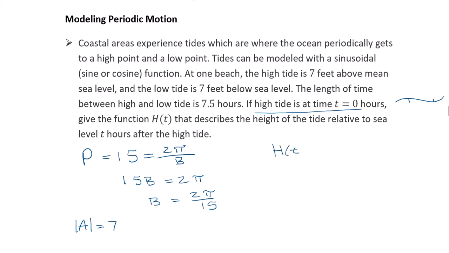H of t is equal to the amplitude of 7, and this will be a positive 7 here because it's starting at high tide, which is where the cosine with no reflection will start. And then I have cosine of 2 pi over 15 t. H of t equals 7 cosine 2 pi over 15 t.